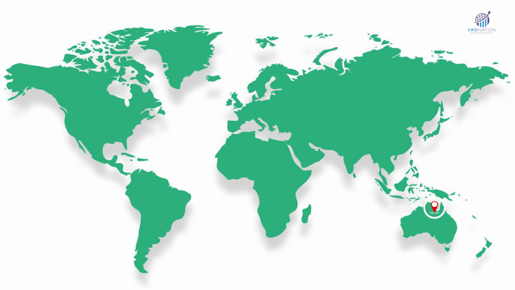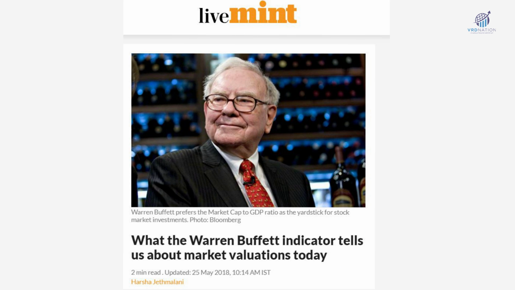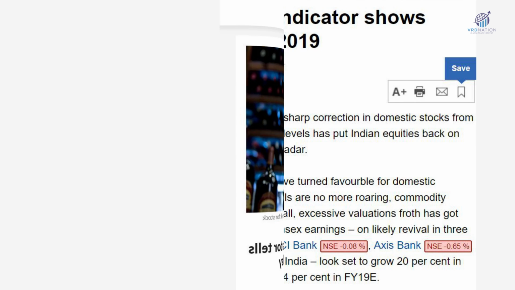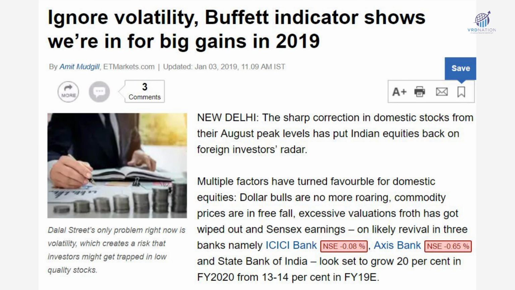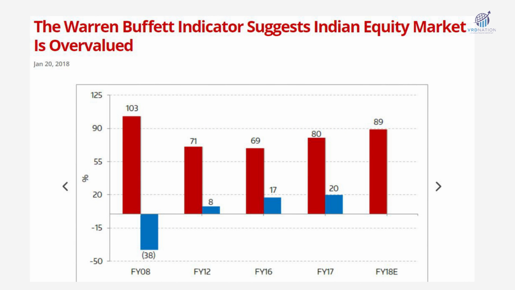Any indicator with Warren Buffett's name associated with it will be taken seriously by the investor community, right? So it's not a surprise that this indicator is used around the world, especially in the developed economies. And India is not far behind. As you can see from these newspaper articles, Buffett indicator is frequently cited by analysts and researchers to make their case about the stock market valuation.